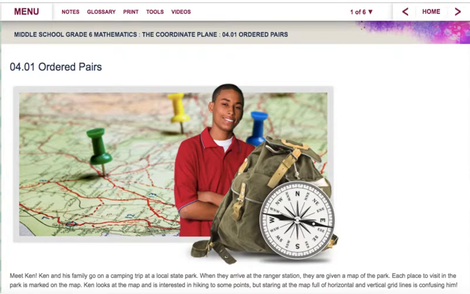We are going to go through 04.01 Ordered Pairs. This is a new lesson module in a new unit on the coordinate plane.